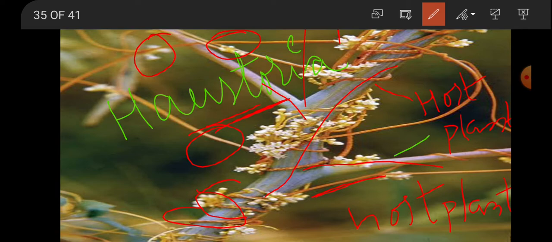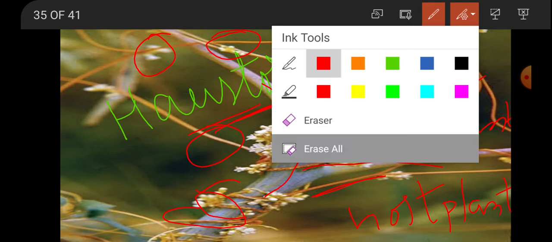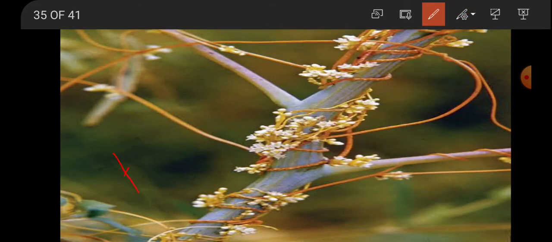And now these Haustoria, encircling the host plant and deeply penetrating into it, absorb all the nutrients from the host plant. In return, they damage the host plant. Sometimes they even kill the host plant. So Haustoria are another modified root seen in parasitic plants, which encircle the host plant and absorb the nutrients from it.